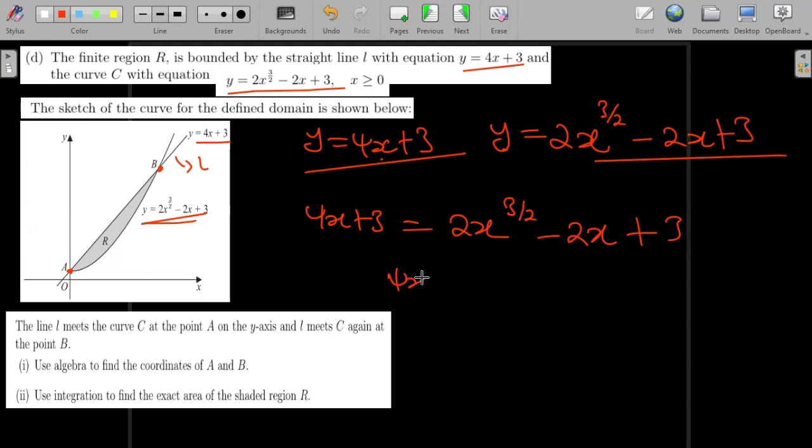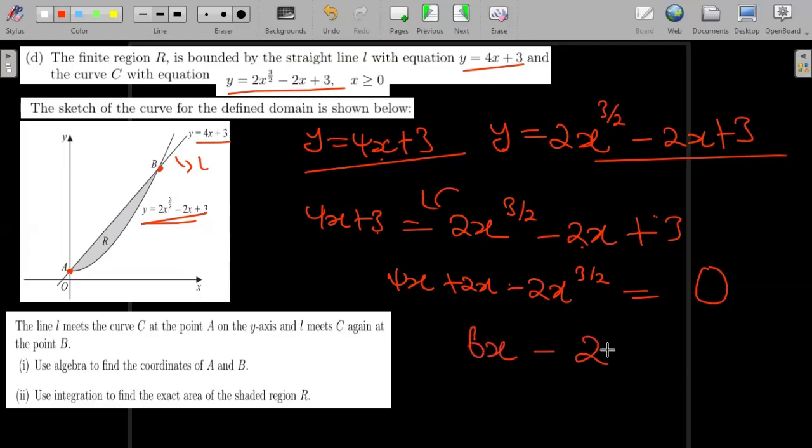So I'm going to have 4x. This one comes to the other side, so it's going to be 2x. And then I have this, which becomes a minus when it goes to the other side, so it will be minus 2x to the power 3 over 2. And this 3 is positive, so when this 3 comes to the other side, we're going to remain with 0. So this will be equal to 0. Then from there, this here will just be 6x minus 2x to the power 3 over 2 is equal to 0.